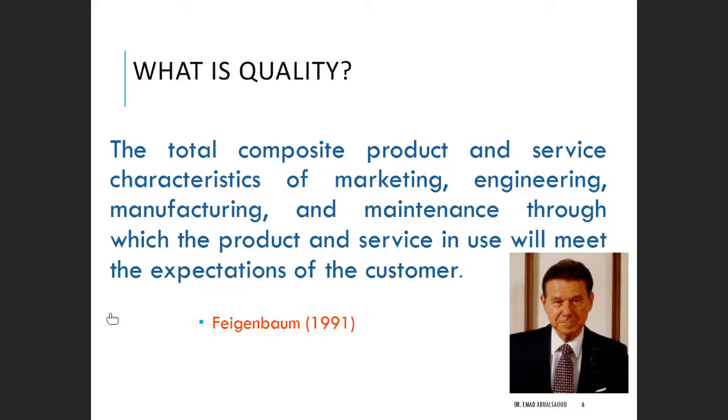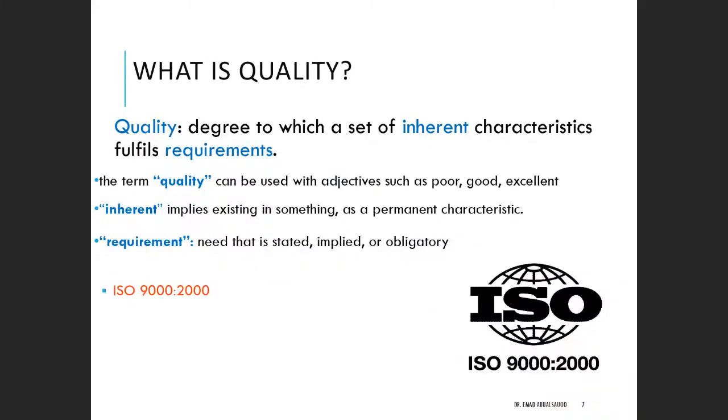Feigenbaum: the total composite of product and service characteristics of marketing, engineering, manufacturing, and maintenance, through which the product and service will meet the expectation of the customer. So he's again coming to meeting the expectations or requirements of the customer, but he's considering all the factors and components related to the service, maintenance, marketing, all of these, and how they overall meet the customer requirement, not only the final product or the final step in the process.